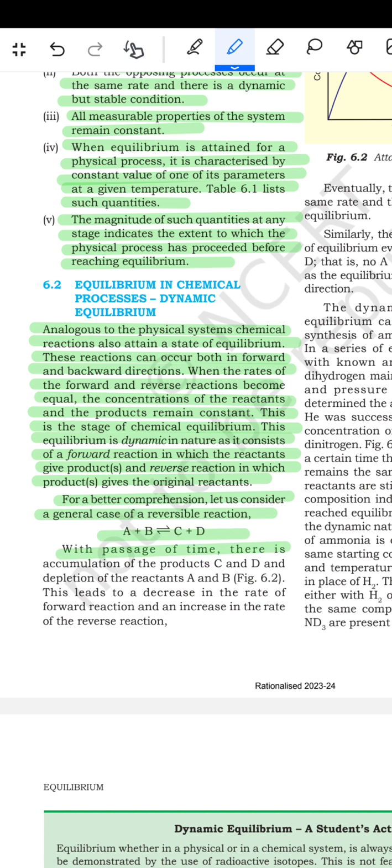तो with the passage of time there is accumulation of the product C and D and the depletion of the reactant A and B. This lead to a decrease in the rate of the forward reaction and an increase in the rate of the reverse reaction.